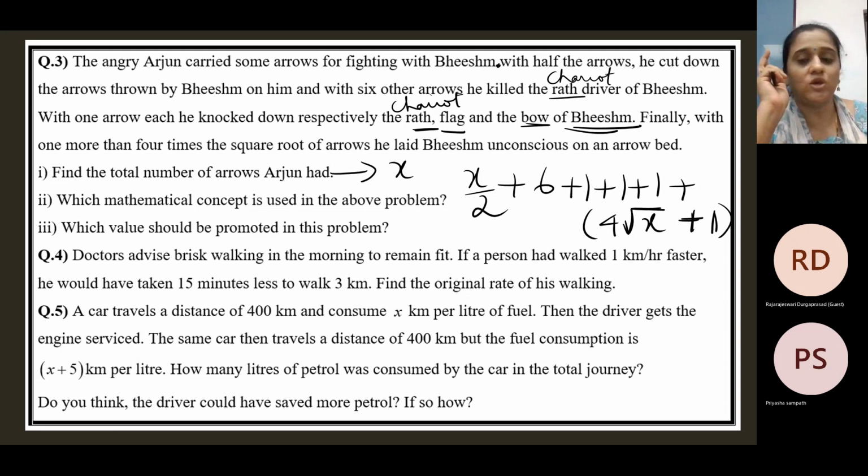So what is the distance? 3 kilometers. Distance is fixed, 3 kilometers. Speed, we have two speeds. One is the usual speed, the usual rate of walking, and the other is the usual rate of walking plus 1. Okay, so we have two speeds. Find the original rate of his walking. Rate of walking meaning speed.